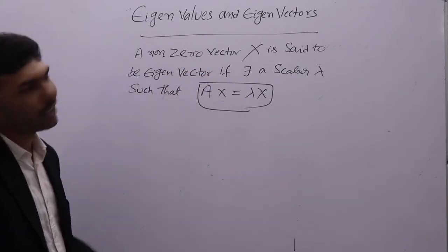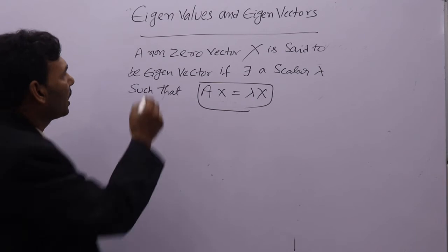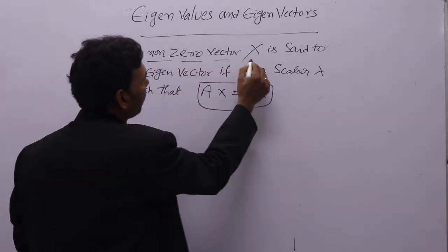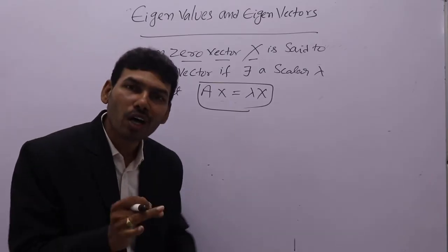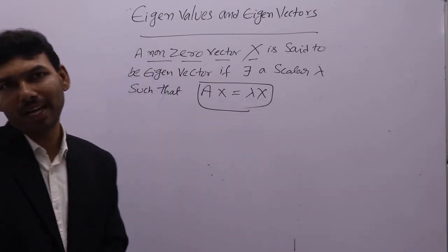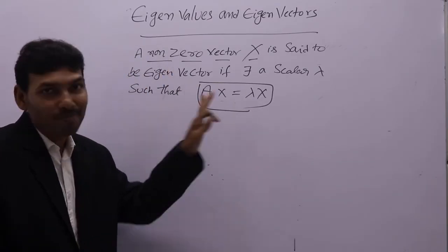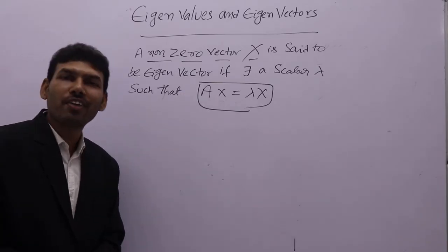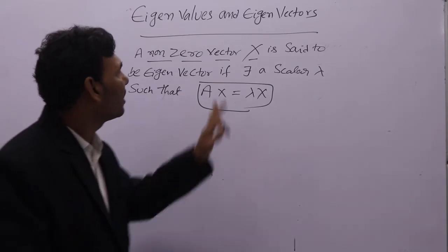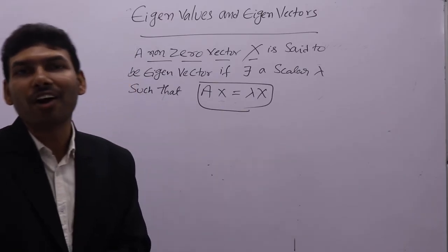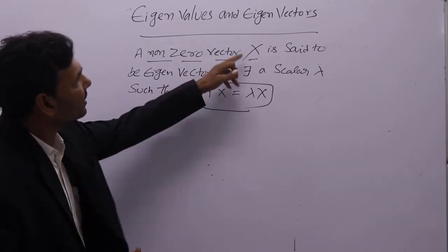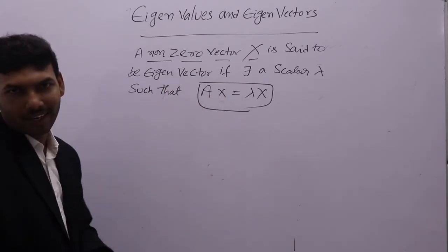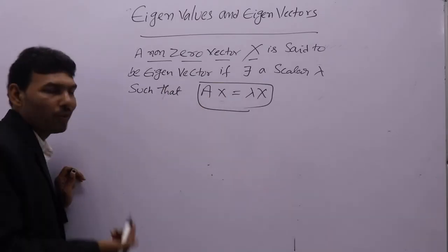So like this, we need to have a non-zero vector x. An eigenvector is always a non-zero vector, which is very important. An eigenvector can never be a zero vector. So whenever you calculate an eigenvector, you need to get a non-zero vector. How to find eigenvectors and eigenvalues, we will discuss with one example.